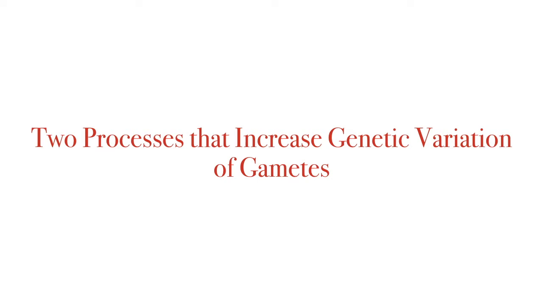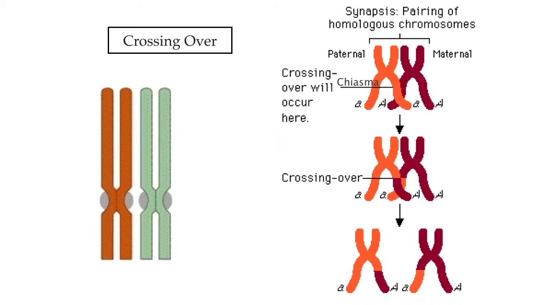So there are two processes that increase genetic variation in the gametes. The gametes are the eggs or the sperm cells. I already alluded to the first one, crossing over. So let's take a look at that again. Let's say you have a chromosome from mom and a chromosome from dad. When crossing over happens, they exchange pieces, just like you see here. It's a way of shuffling their genes, increasing genetic variation. And so now you have more variety.